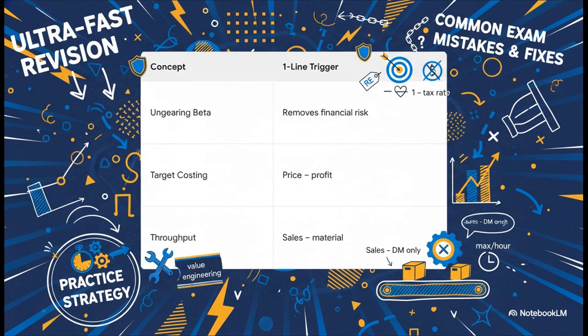Okay, let's see how fast we can trigger your recall across different papers. Ungearing beta, you're removing financial risk using 1 minus the tax rate. Target costing, it is always the target selling price minus your desired profit, and you absolutely must close that gap with value engineering. Throughput, it's simply your sales revenue minus direct material cost only, and your entire goal is to maximize it per bottleneck hour. Lock these associations into your brain immediately.